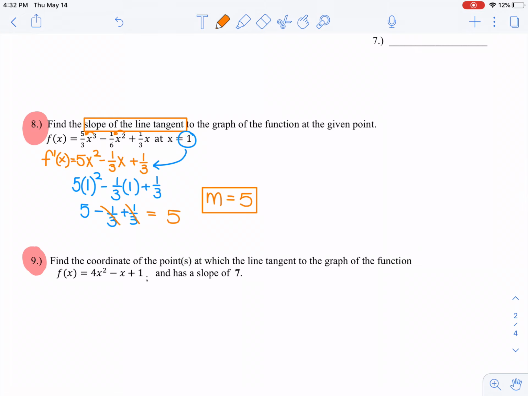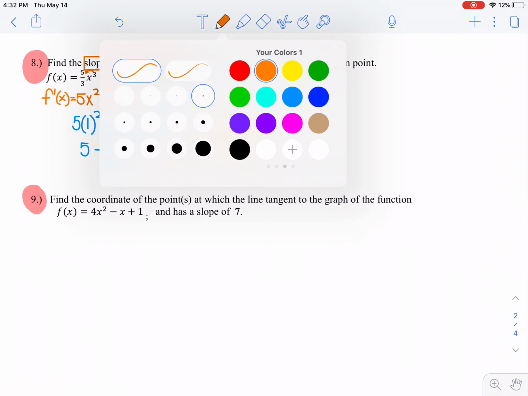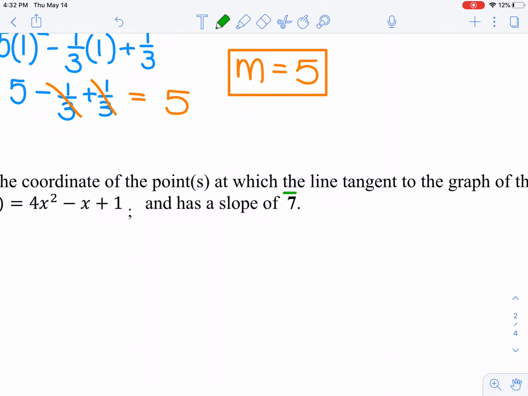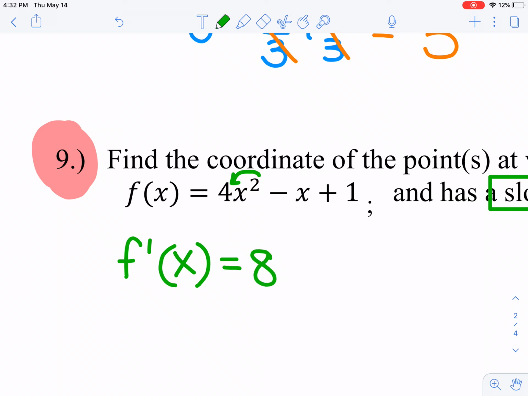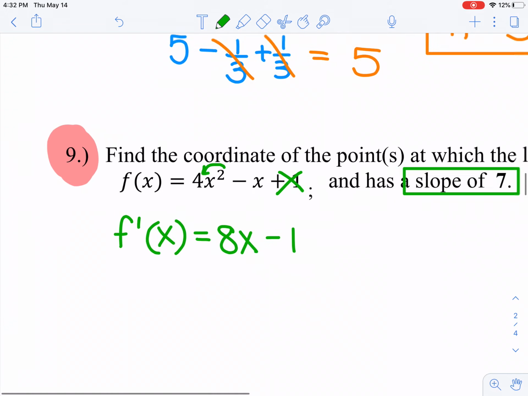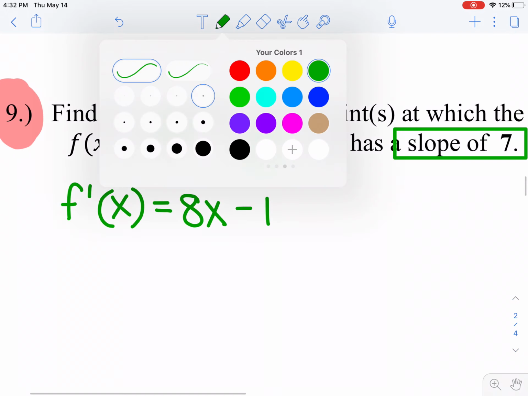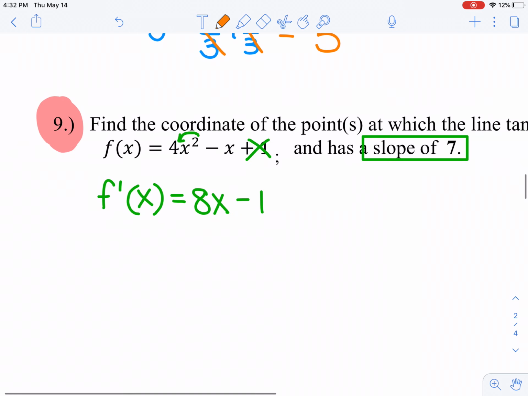What if I'm given a slope? This wants me to find the coordinate points. Okay, so this time I'm given a slope. Once again, if I see the word slope, I should be finding a derivative. So if you don't know what else to do, at least start by finding the derivative. Drop down the 2. 2 times 4 is 8. X to the first minus 1, and this 1 goes away. There's my derivative. And remember, a derivative gives me a slope.